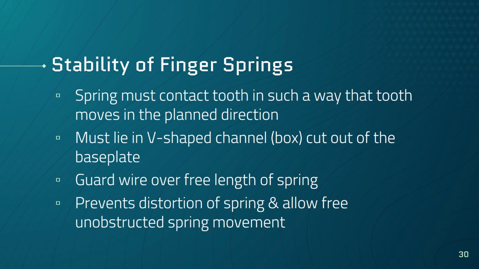Now, the stability of the finger spring. The spring must contact the tooth in such a way that the tooth moves in the planned direction, and the spring must lie in a V-shaped channel or box cut out of the base plate, and it should have a guard wire over the free length of the spring just before the spring emerges from the acrylic. The box and the guard wire prevent the distortion of the spring and allow free, unobstructed spring movement.